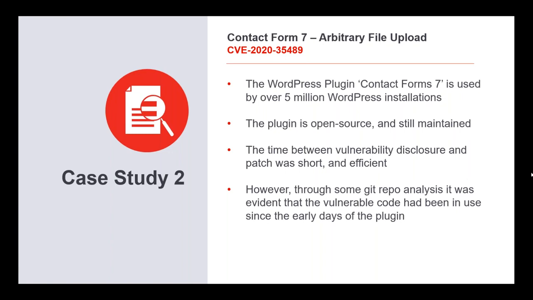So there's a WordPress plugin called Contact Form 7. It's used by 5 million plus WordPress installs. WordPress says 5 million is the max for how many installs it shows, from my understanding. It's open source and still maintained. The guy is maintaining things very quickly and well, no problems there. The time between vulnerability disclosure and the patch was short and efficient. However, having a look through the repo, it's evident that this vulnerable code had been in use for more than 5 years. The entire time that the plugin has existed, this has basically been a problem.